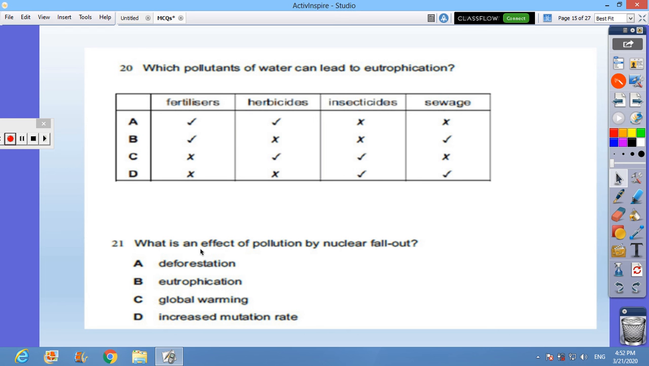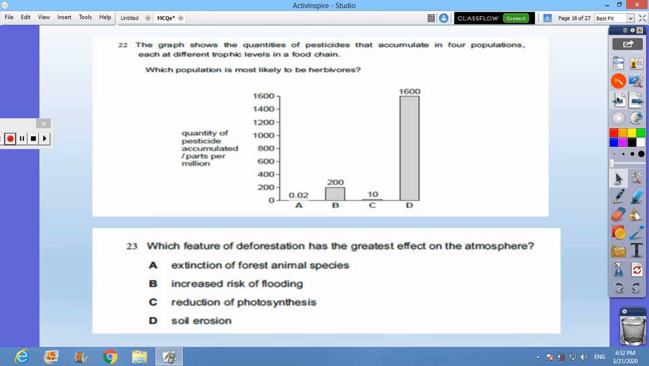21. Which is an effect of pollution by nuclear fallout? Increased mutation rate. 22. The graph shows the quantities of pesticide that accumulate for populations, each at a different trophic level in a food chain. Which population is most likely to be herbivore?